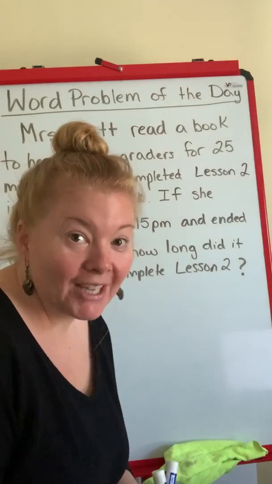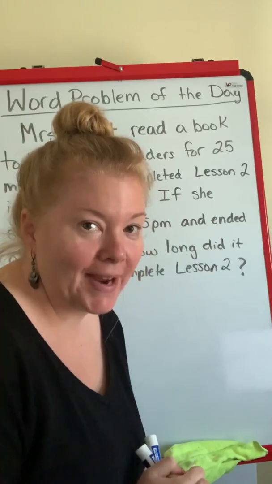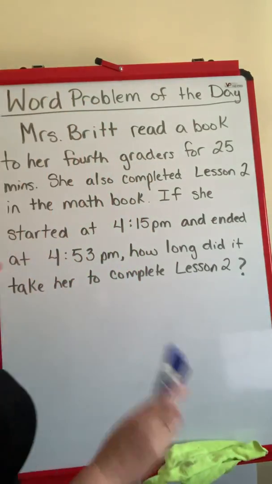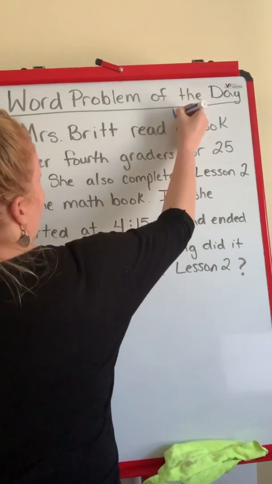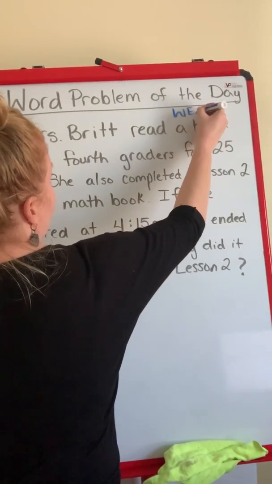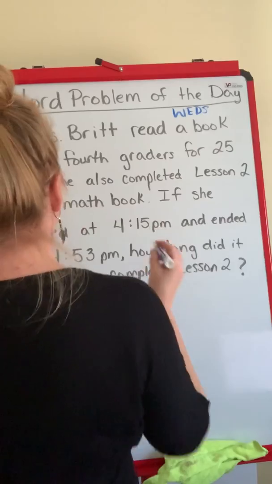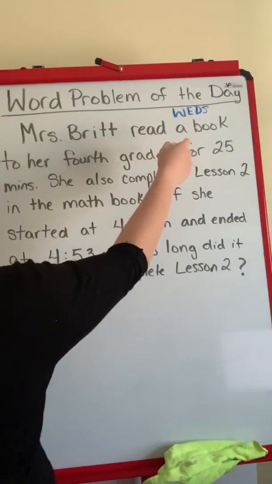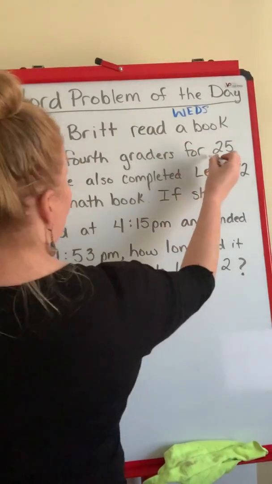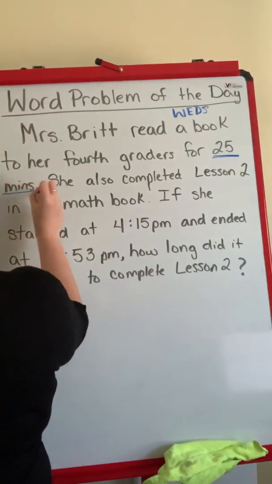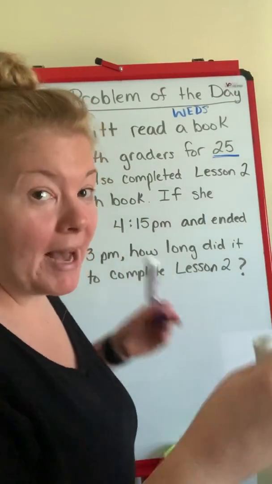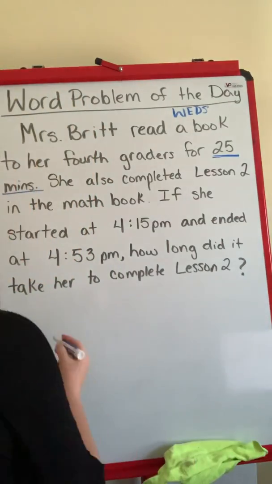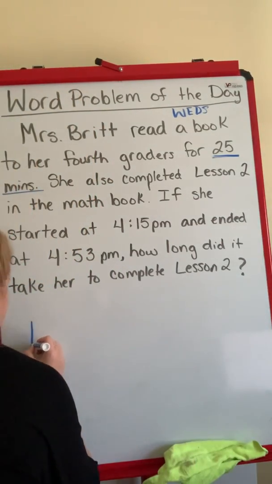All right, hopefully you paused the video, worked it out, and now you're ready to see me do it. So let's look back at the word problem because we always use the WEDS model and take out what we know. So what do I know? I know Miss Britt read a book to her fourth graders for 25 minutes. And we all know that whenever Miss Britt does elapsed time, I love to use a timeline. So I'm going to come down here and make my timeline.